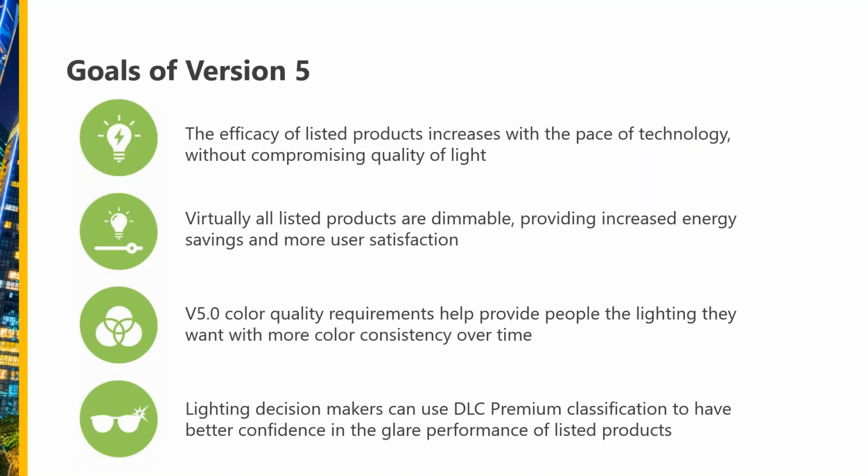So with version 5, we've developed the following goals. The efficacy of listed products will increase with the pace of technology without compromising the quality of light. By 2022, virtually all DLC listed products will be dimmable, enabling increased energy savings and more user satisfaction. We've introduced new color requirements that will improve color performance and begin a transition to new color of light metrics established by the IES under TM30 that better characterize the color performance and quality of lighting.